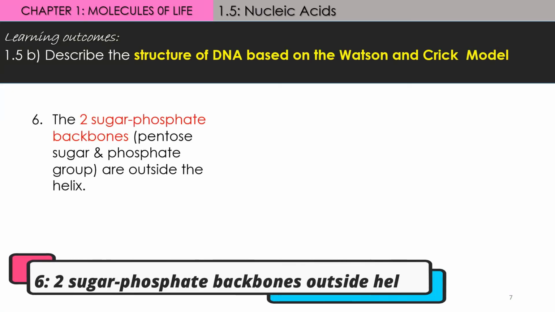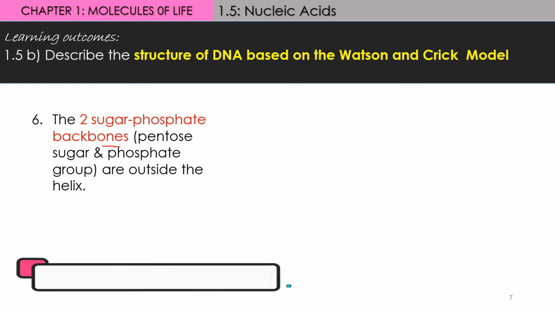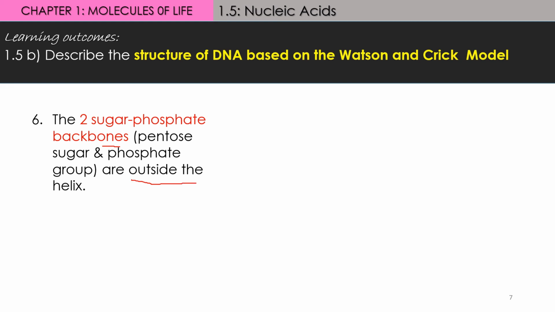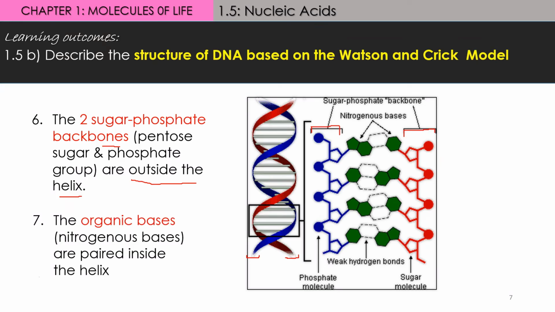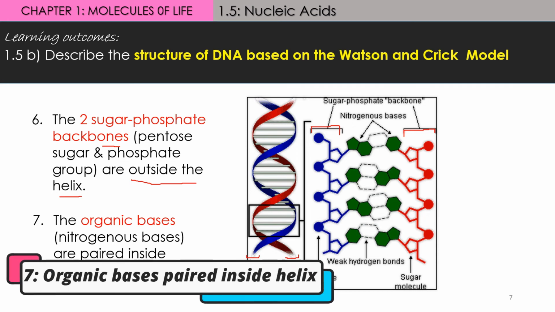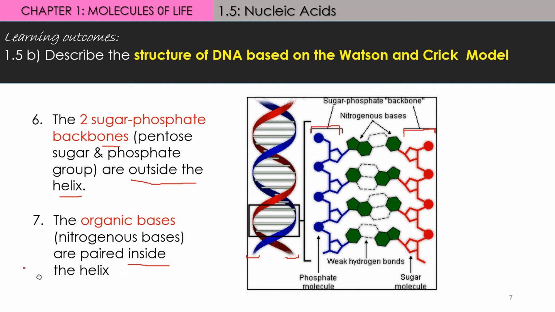Sixth, the two sugar phosphate backbones containing pentose sugar and phosphate group are located outside of the helix. Here are the sugar phosphate backbones which are located outside of the helix. Seven, the nitrogenous bases or organic bases are paired inside the helix. Here are the nitrogenous bases which are located inside of the helix.